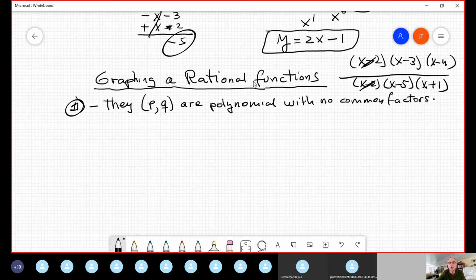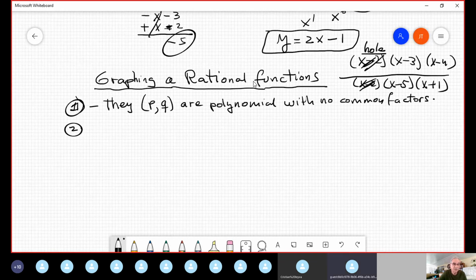And you know that the factor that is gone is a hole. You consider it like a hole in the graph. Maybe sometimes it happens that we have no hole because there are no common factors. Okay, no problem. But this is the first step. Everyone follow me?